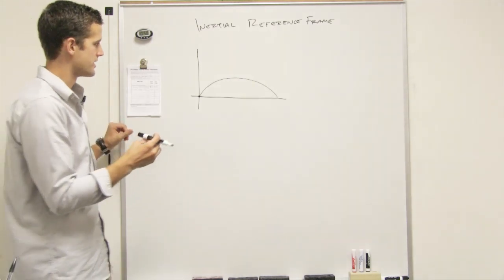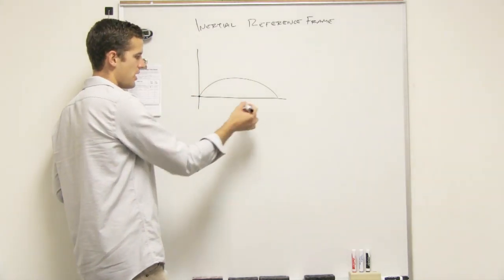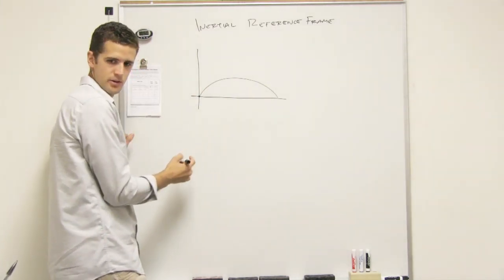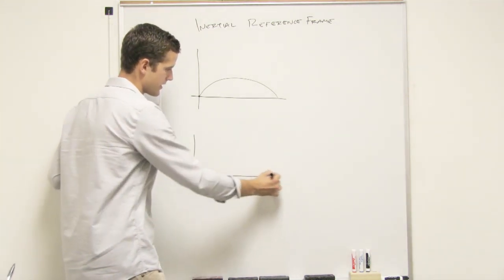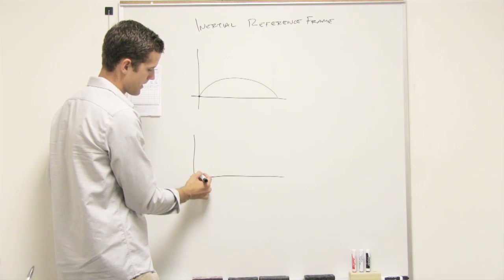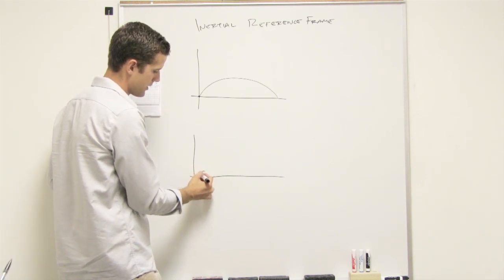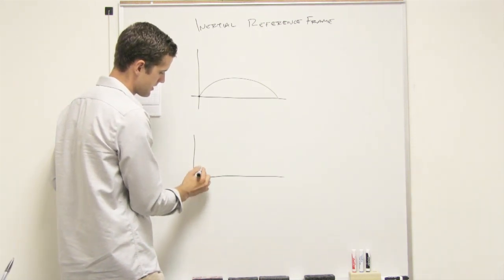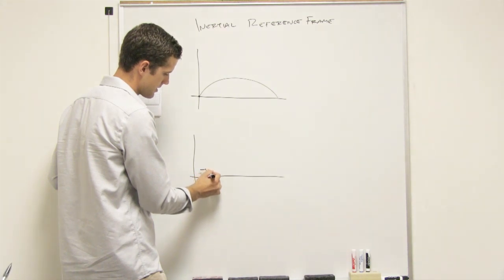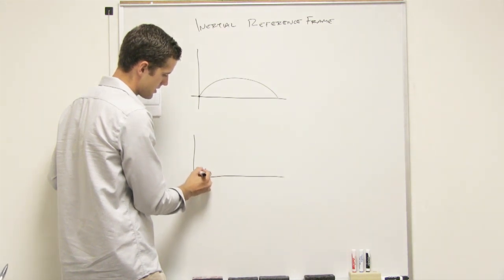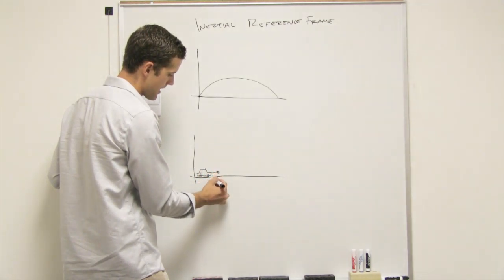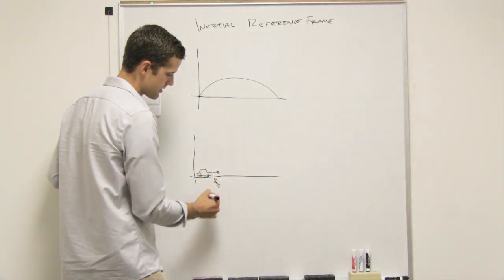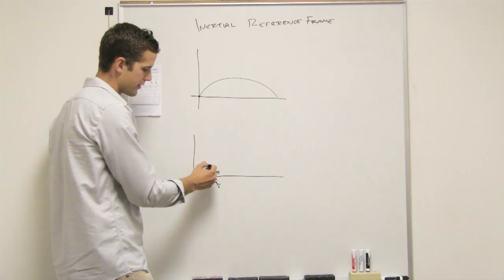But what if you were trying to figure out the path of this ball from a car that was already moving? It's like you have a car that's going along at, wow, this is going to be a terrible car, and it's moving at like 5 meters per second. You throw a ball out of it.